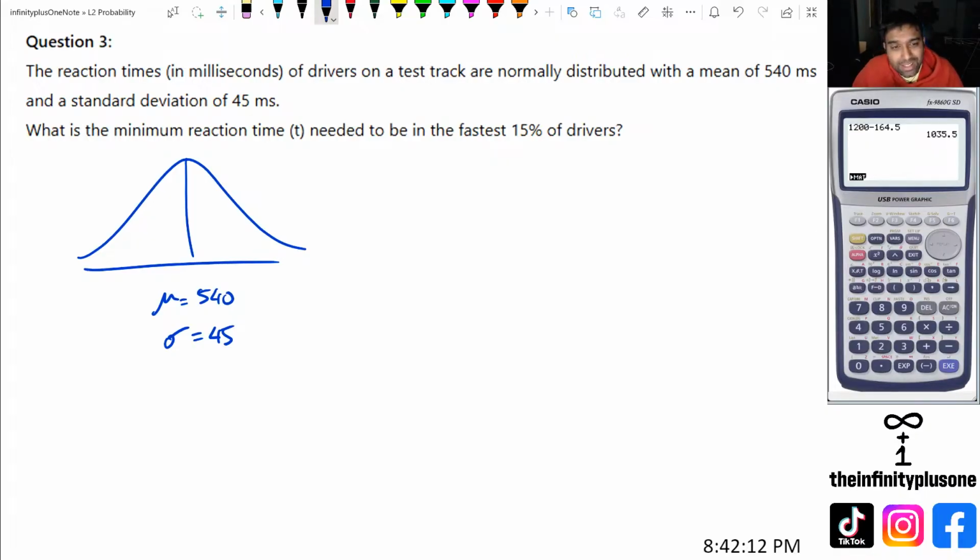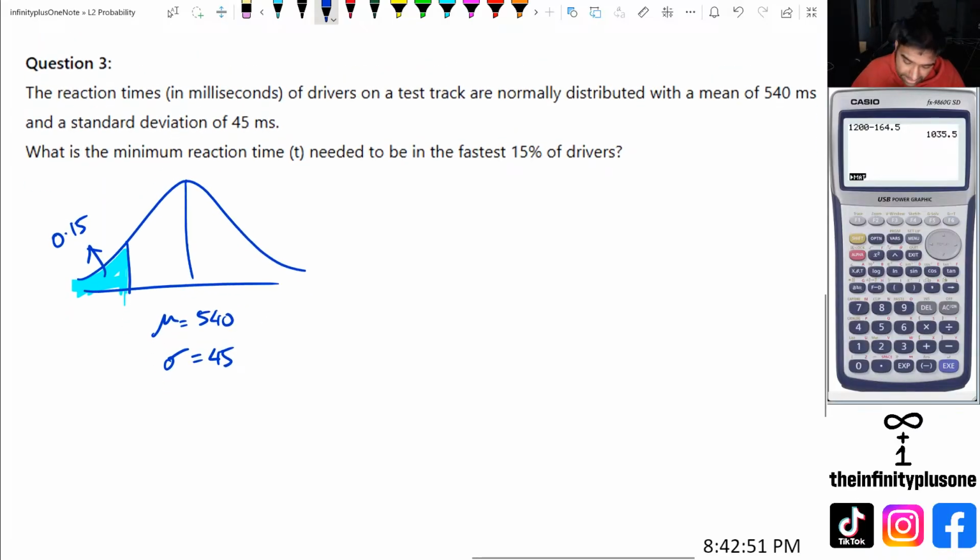Now I think this is a trick question. Because if it's the fastest 15%, it's actually going to be the left tail, right? If you want to be fast, the reaction time has to be small. So this is your top 15% right here, because it's reaction time and you want it to be as quick as possible. So that's going to be 0.15.